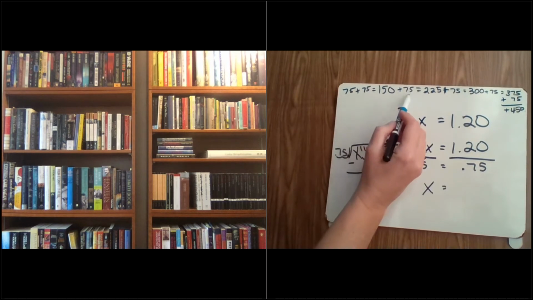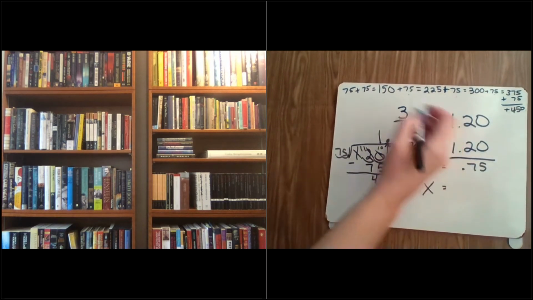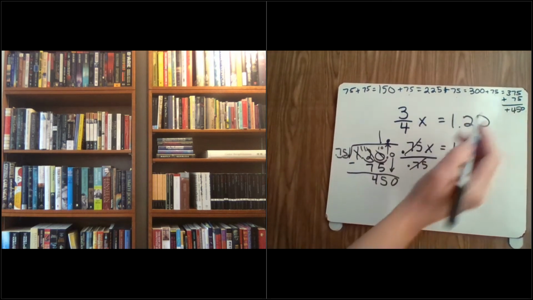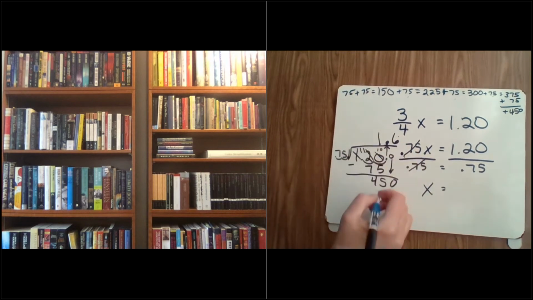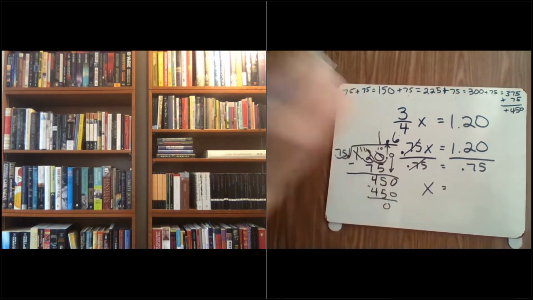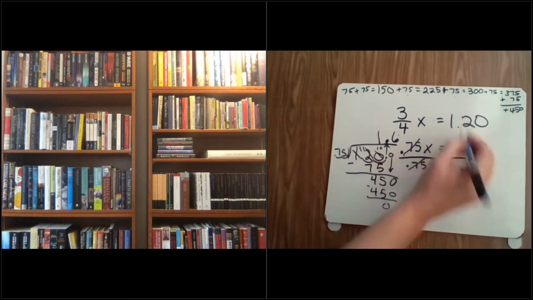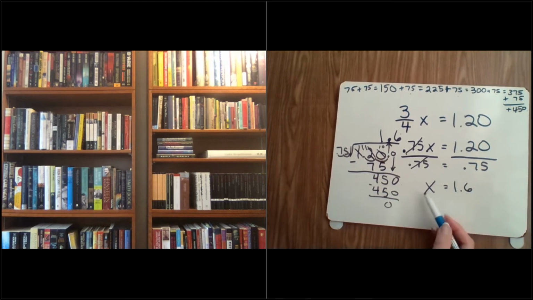1, 2, 3, 4, 5, 6. I had to multiply by 6 in order to get 450. So 6 times 75, we said, was 450. Subtract, got a remainder of 0. It took us a little longer to get there, but our answer is x equals 1.6.